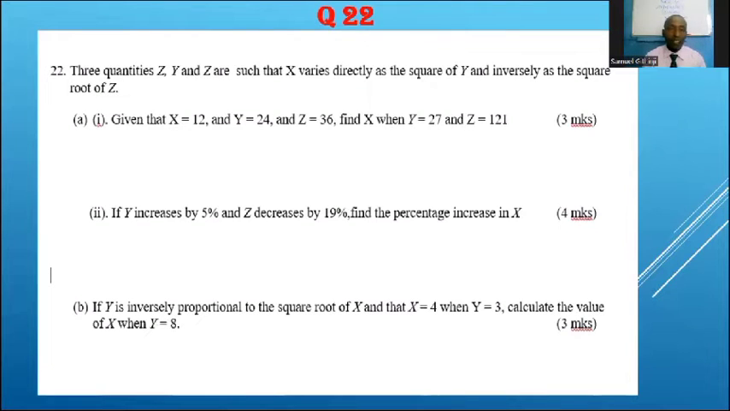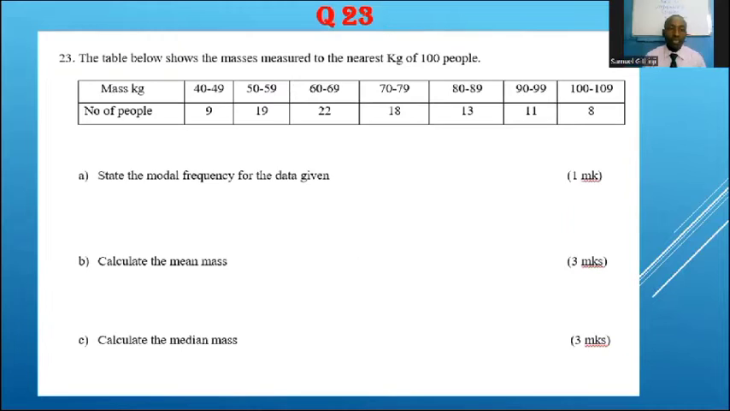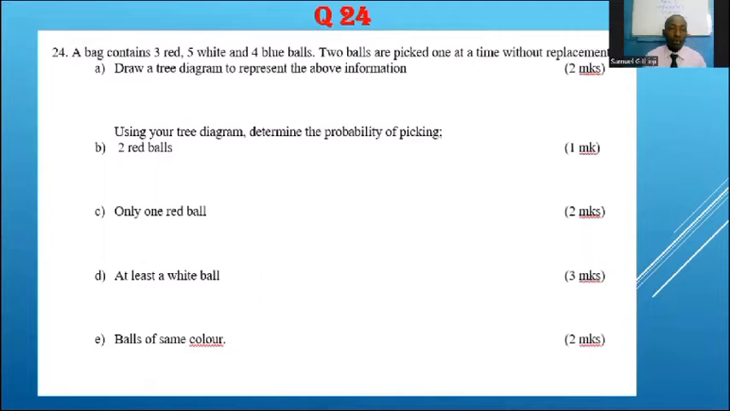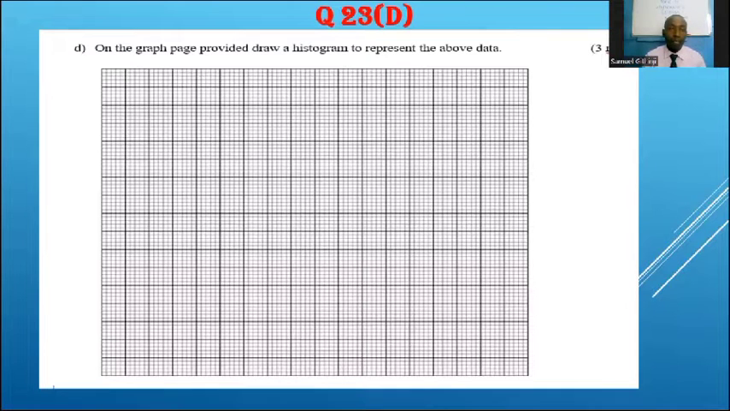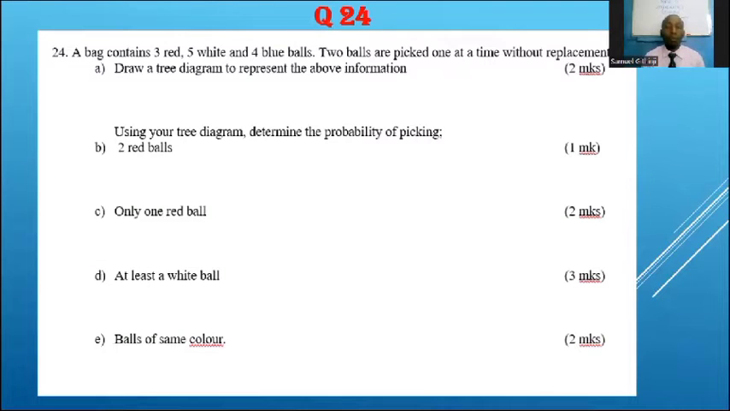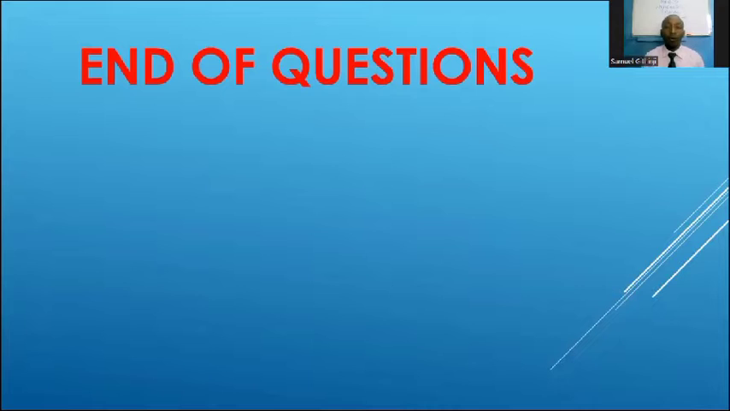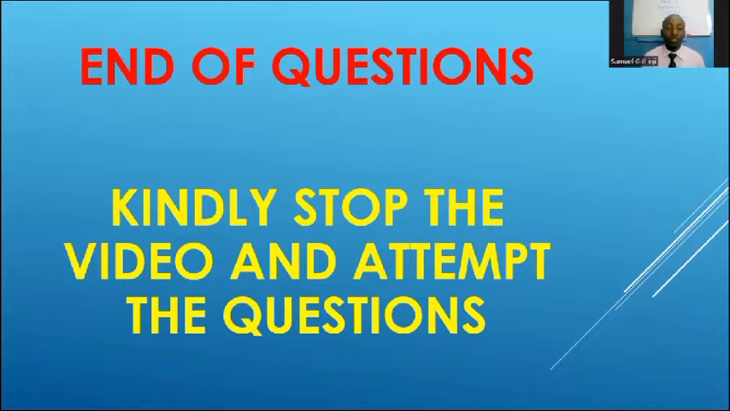These are variations, yes. Question number 23, this is statistics. Then question number 23 continues with a graph, a histogram there. Then question number 24 again is probability. So my student, that is the end of the questions. What you can do, my student, is to stop the video and attempt the questions before I do the questions for you shortly. Thank you very much.